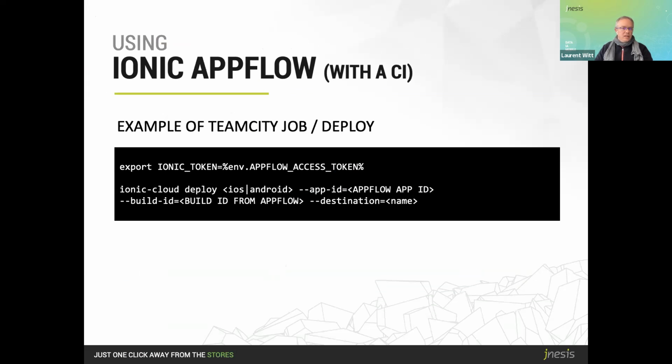So let's see if we can summarize everything in a real life example. Sorry, I have to have an extra slide. So finally, we use Ionic Cloud to deploy to the store. And as you can see, we just have to define the app ID, the build ID, and the destination name.